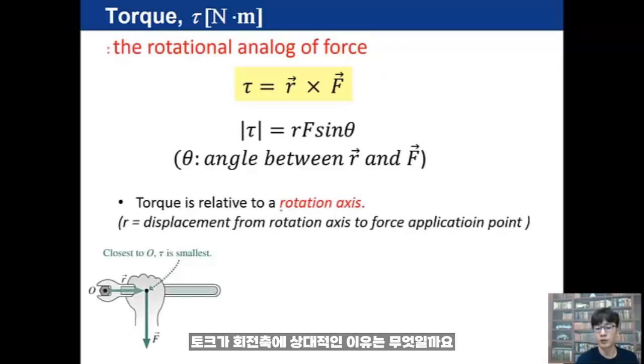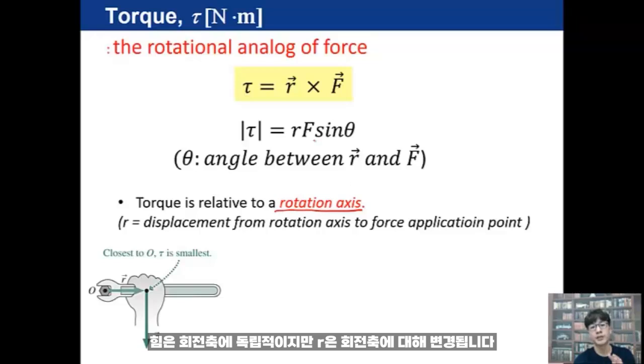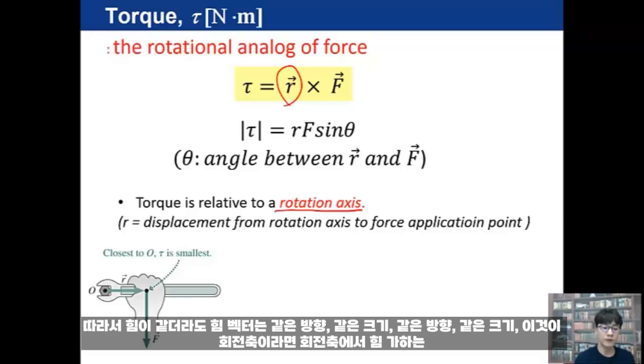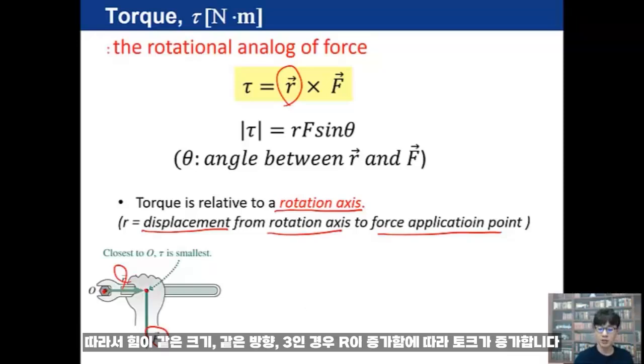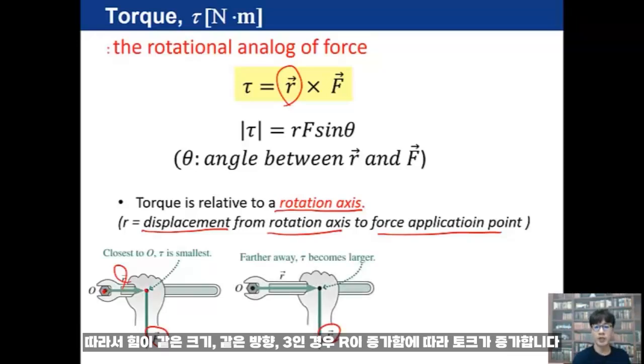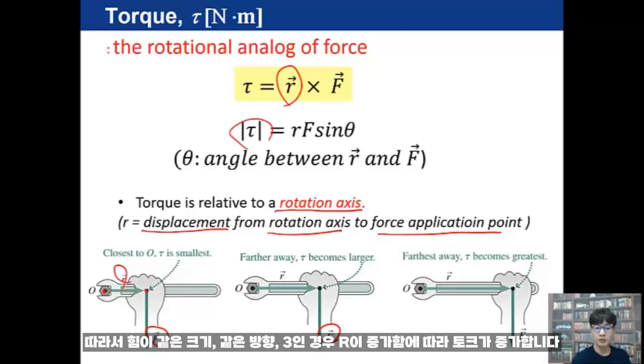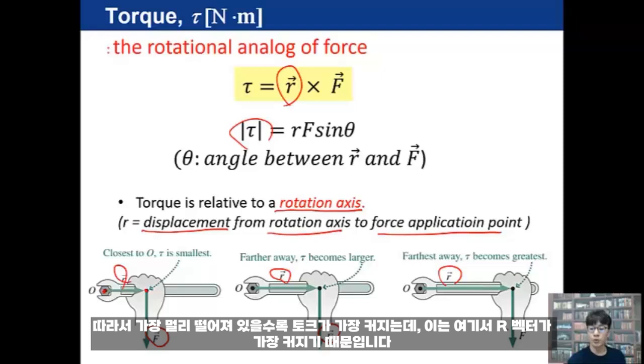So torque is relative to the rotational axis because why? Force is independent of the rotational axis, right? But r changes with respect to the rotational axis. So even if the force is the same, same direction, same magnitude, if this is the rotational axis, and r vector is defined as the displacement from the rotational axis to the force application point, then even if the force has the same magnitude and direction, the torque increases as r increases. The farthest away, the torque becomes greatest because the r vector becomes greatest.